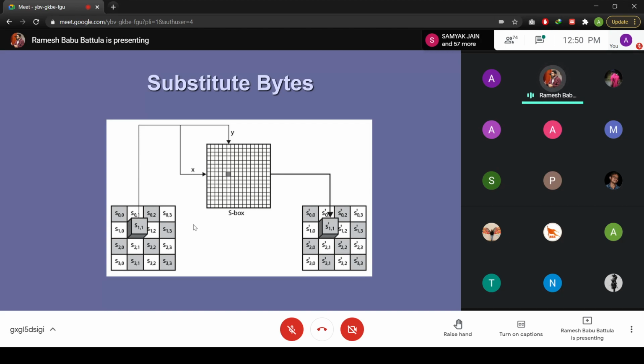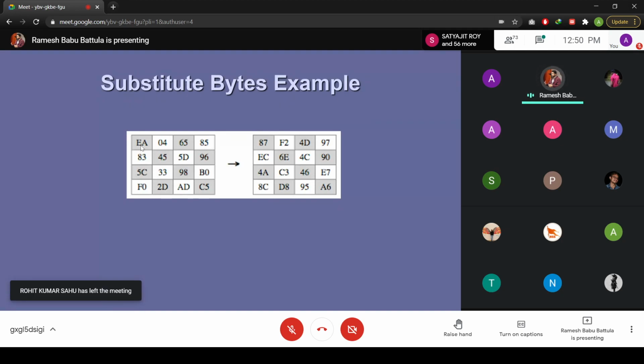That means you have 1 byte of information, 2 hexadecimal digits. The first digit is going to represent your row information, and the second digit is going to represent the column information. Suppose you have EA. That means you need to consider the E row and the A column. The corresponding value you need to substitute over here. That we can check.